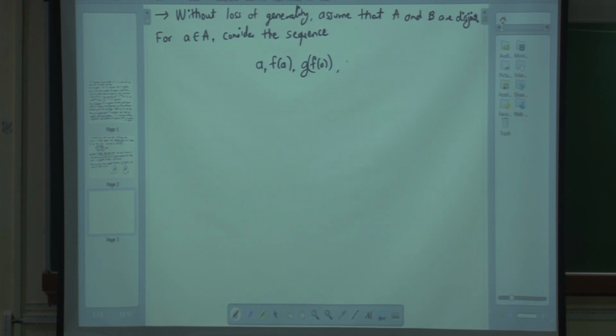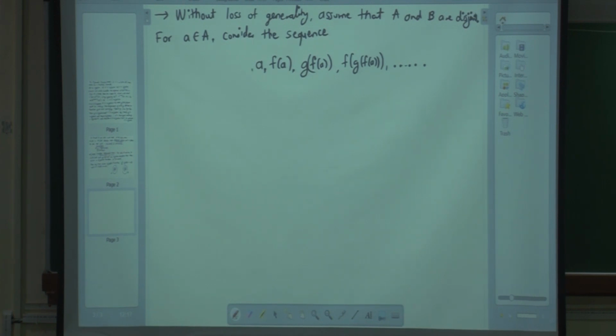Then the next element, F of G of F of a. I have to make sure I am closing an equal number of brackets. So this is the way this sequence will proceed. However, why should we stop here?